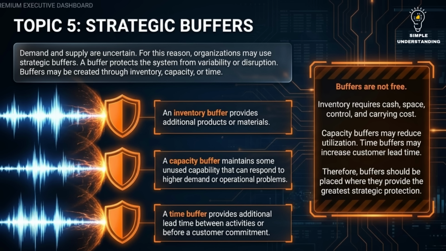An inventory buffer provides additional products or materials. A capacity buffer maintains some unused capability that can respond to higher demand or operational problems. A time buffer provides additional lead time between activities or before a customer commitment. Buffers are not free. Inventory requires cash, space, control, and carrying cost. Capacity buffers may reduce utilization. Time buffers may increase customer lead time. Therefore, buffers should be placed where they provide the greatest strategic protection.